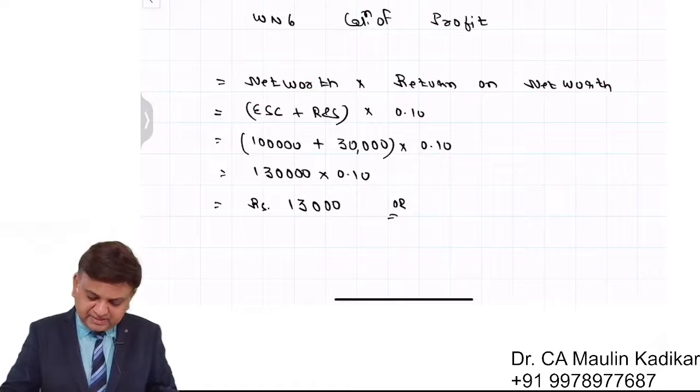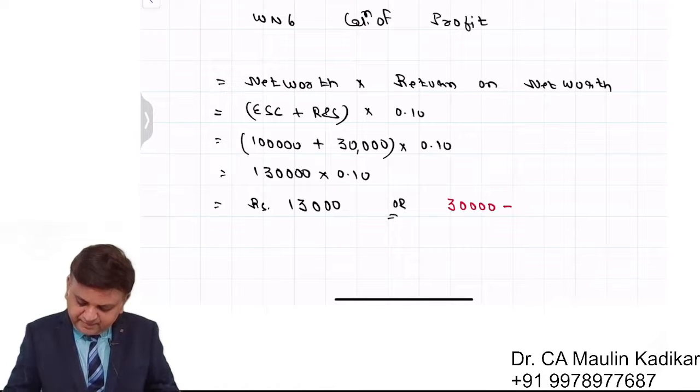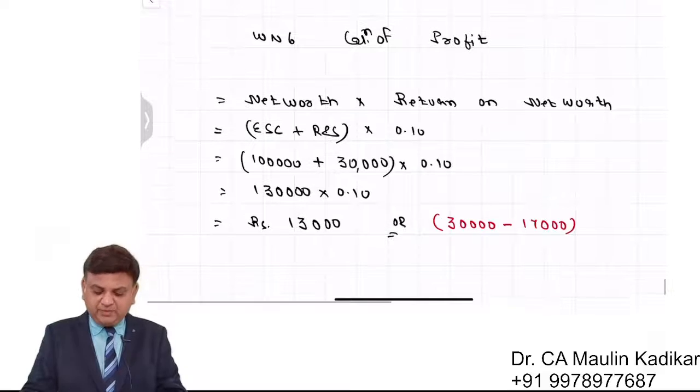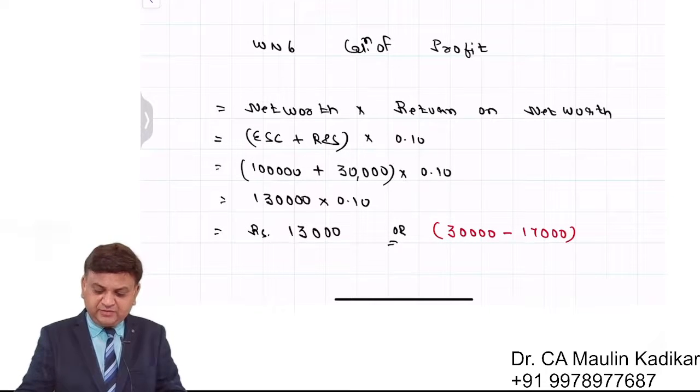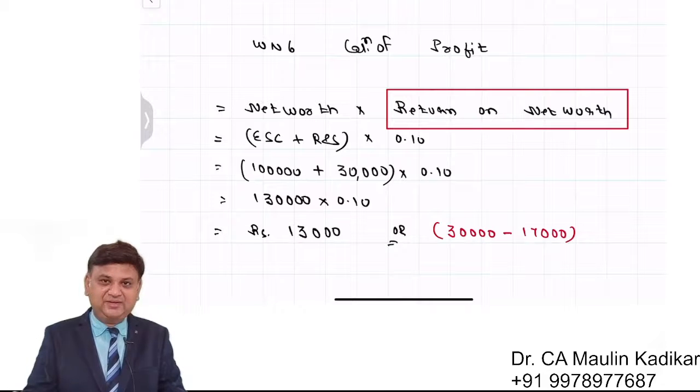So the closing balance is 30,000 minus the opening balance of 17,000. So again, even if we have not been provided with the return on net worth information in the question, yet we can calculate the profit.